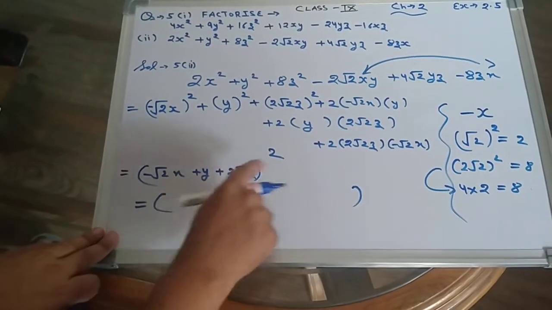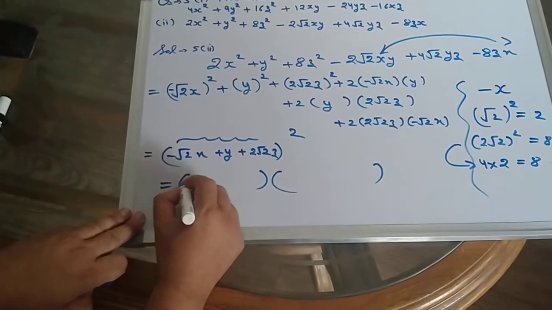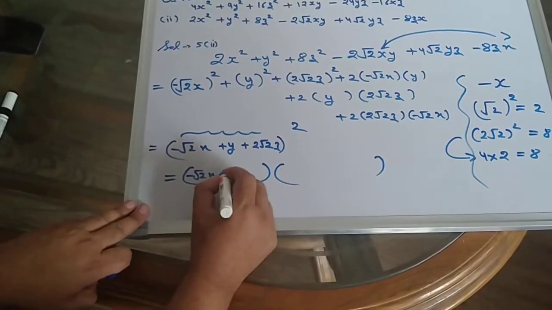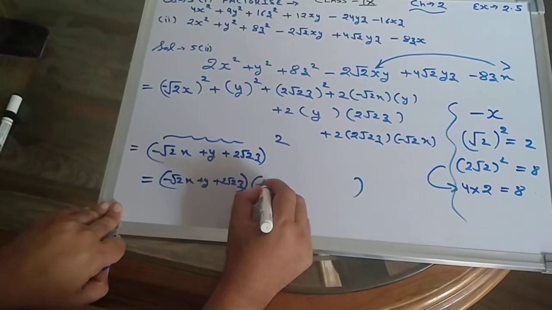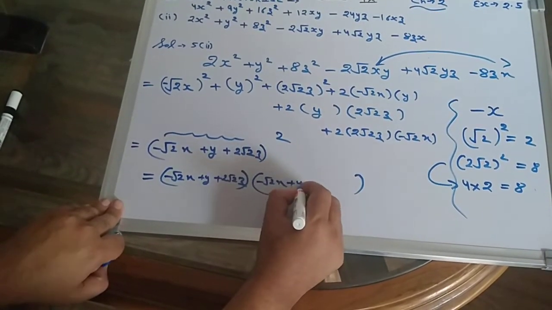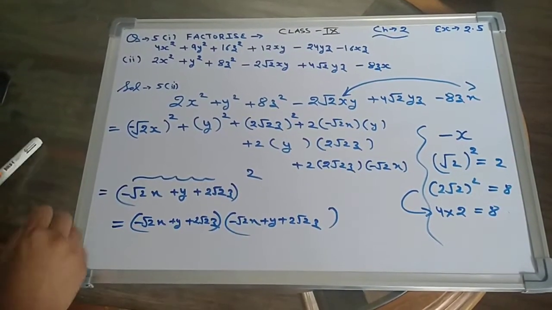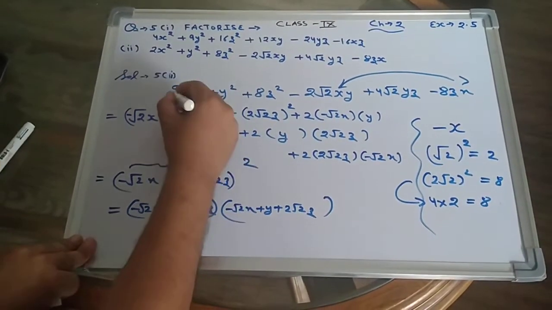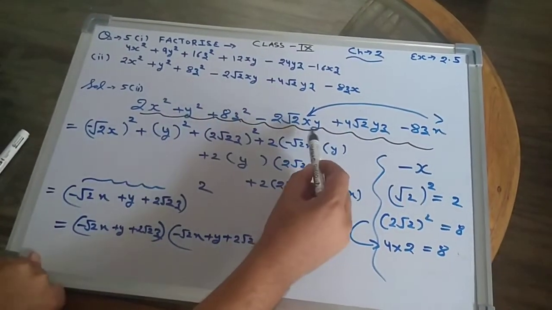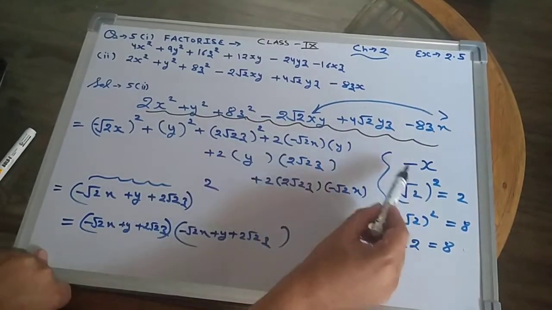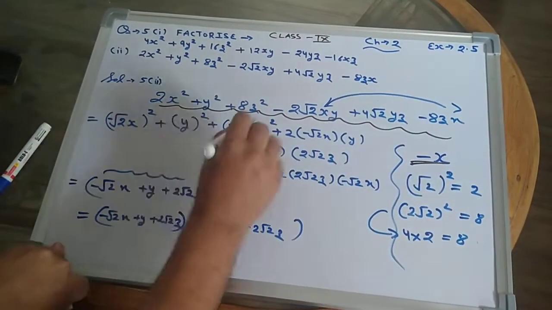I already told you x square can be written as x into x. So suppose this is our x, I can write it in this way: minus root 2x plus y plus 2 root 2z, and another one, minus root 2x plus y plus 2 root 2z. I can explain again. I have to factorize this. First I see in the last three terms which variable is common with the negative sign. I find that the variable is x, so I write it as minus x throughout this factorization.